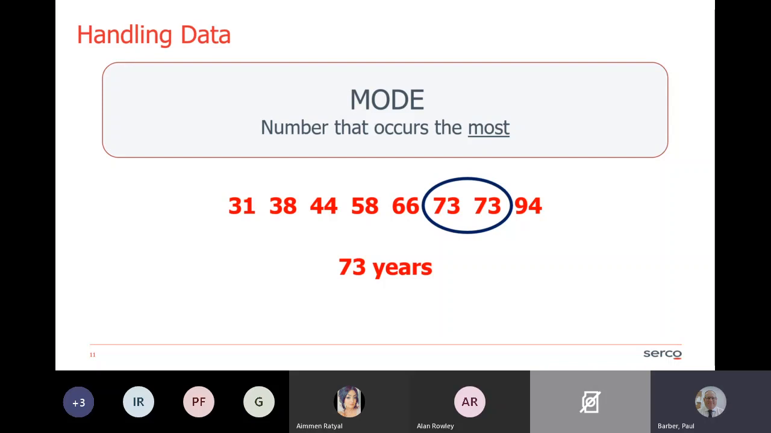Incidentally, if we also added another 31-year-old to this, we would have two modes. So the mode would be 31 and 73. So you can have a number of different modes if need be. It's the number that occurs the most often, but there can be more than one of them.